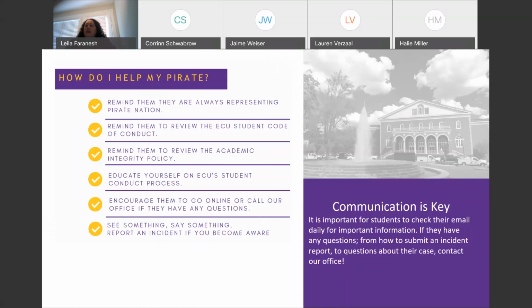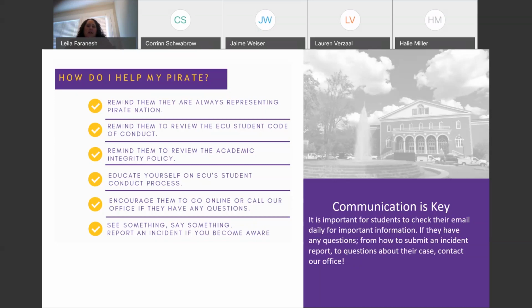So what are some things that we can do to help our Pirates? That's a reminder that they're always representing Pirate Nation. A reminder to review the ECU Student Code of Conduct, both the personal misconduct and the academic integrity policies, and to educate themselves on the process, to check their email and to call our office if they have any questions. Again, always see something, say something.